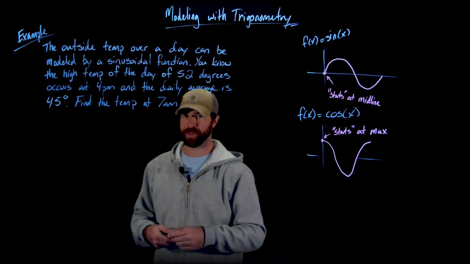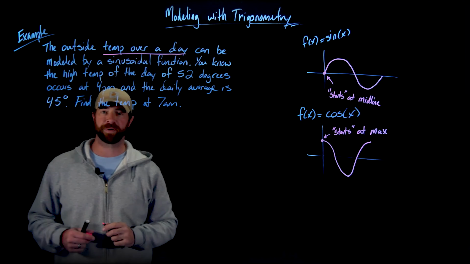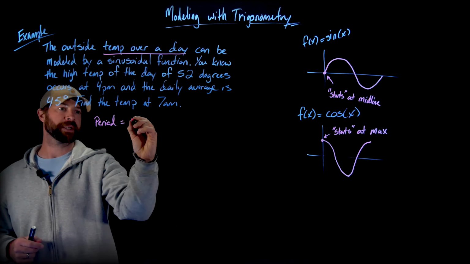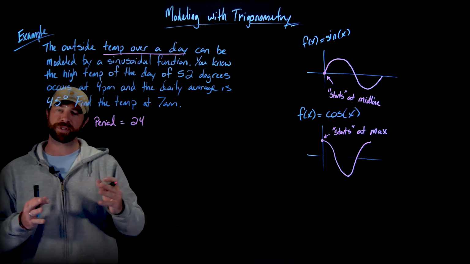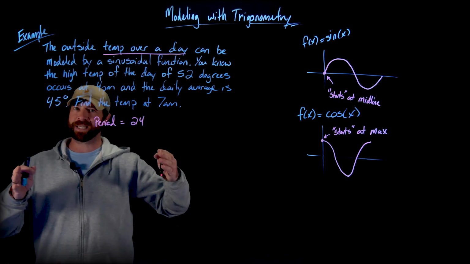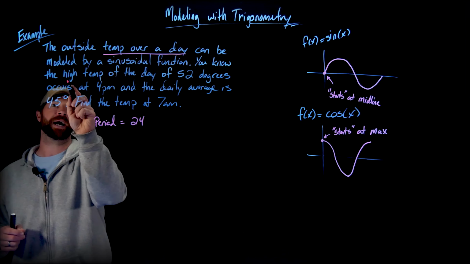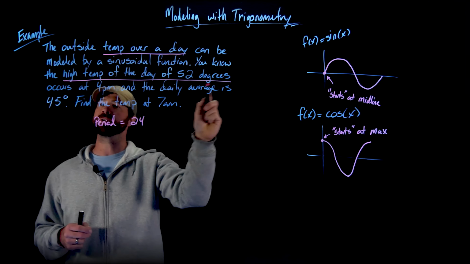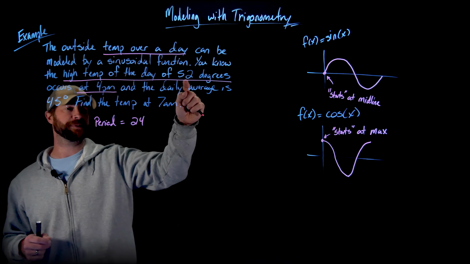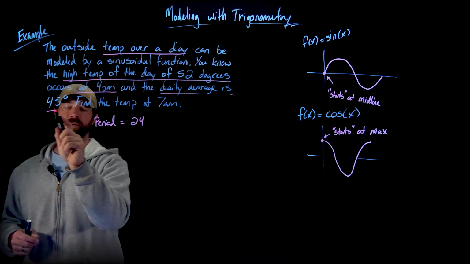There's a few very important things when I'm looking at this. So the outside temperature over a day can be modeled by this function. Importantly for me, what that means is the period of this function equals 24. So we're going to have to make a horizontal adjustment to our sine or cosine function so it completes one full shape instead of in 2 pi in 24 hours. And then we're also told that we have a high temp of the day at 52 degrees, and that's at 4 p.m. Both those pieces are going to be really important, the 52, but also that it happens at 4 p.m. And then we're told that the daily average is 45 degrees.